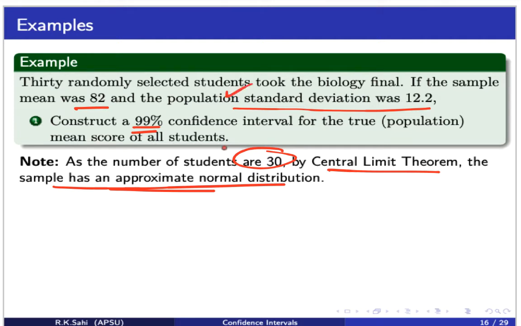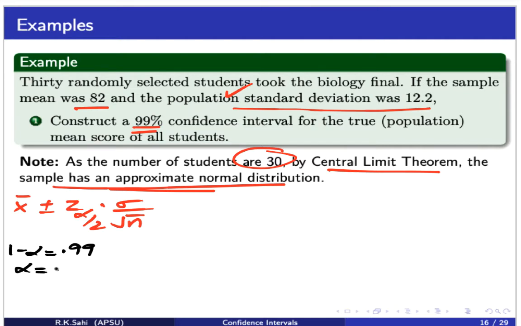We are given the population standard deviation, so that means what will be the formula? X bar plus minus Z alpha by 2 times sigma over square root n. So that's the formula we are going to use. Okay, so we need to know the values. We need to just plug in the parameters. Let's write down the parameters. Now, my alpha, 99%. That means what is my alpha? 1 minus alpha is 0.99. Alpha is 0.01.